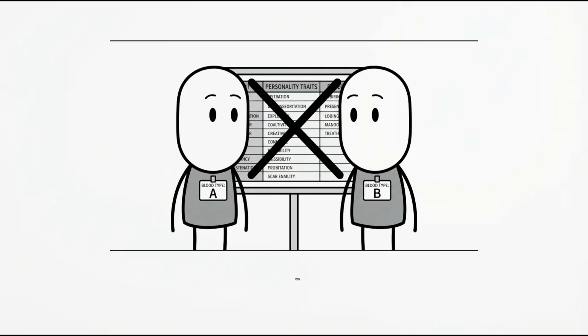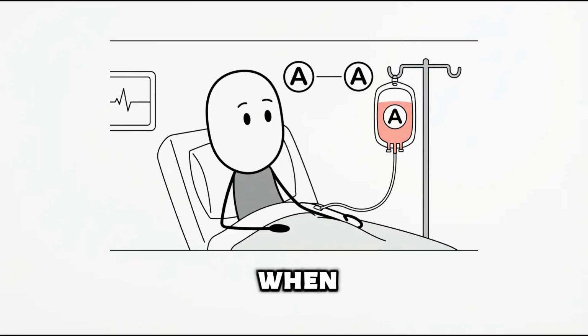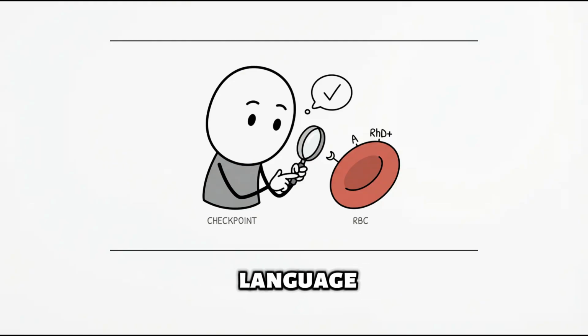Blood type does not determine a person's value or personality, but when a life depends on a compatible unit of red blood cells, those small symbols become a language the immune system understands more clearly than any spoken explanation.